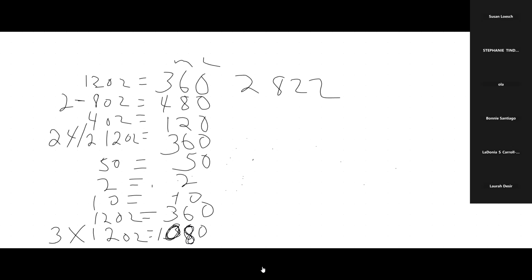I got something else different, but maybe I calculated wrong. I'm going back through it. Yeah, I got 2,822 too. Okay, I still got 2,822. Anybody still calculating? I am, but I'm not getting it.